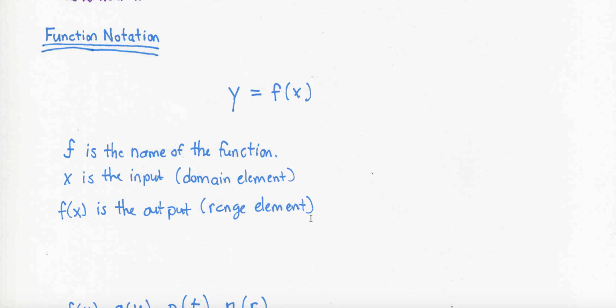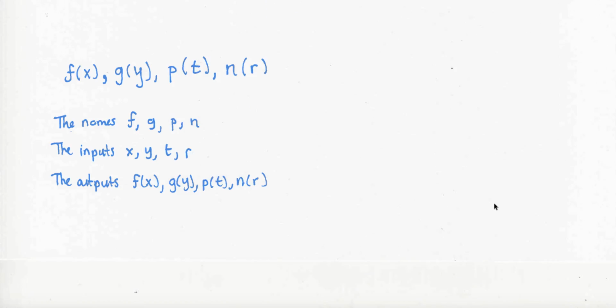That's the range element. So if I give you 4 different functions, f of x, g of y, p of t, n of r, what are the names? Well, the names are f, g, p, and n. What are the inputs? Well, those are x, y, t, and r. And what are the outputs? Those are f of x, g of y, p of t, and n of r.